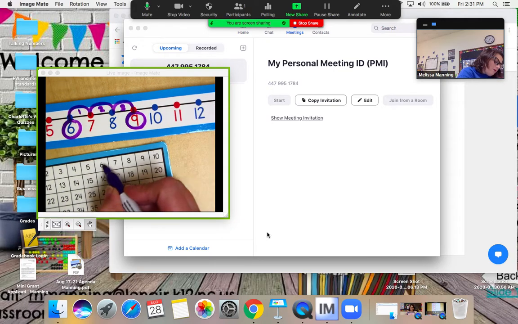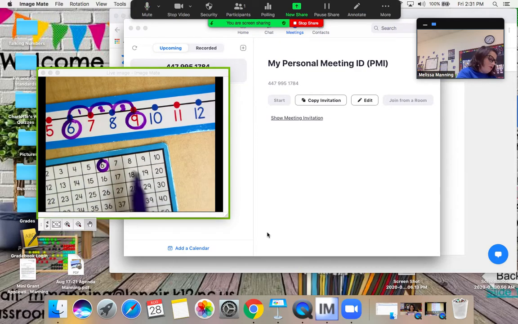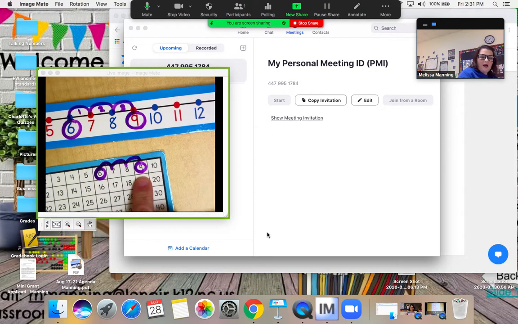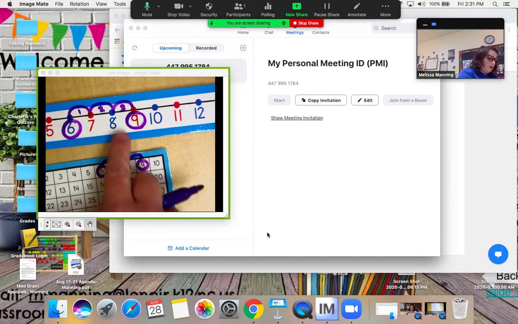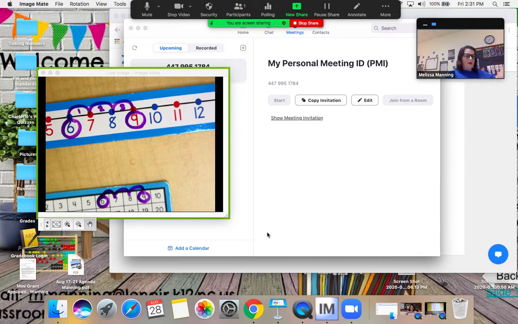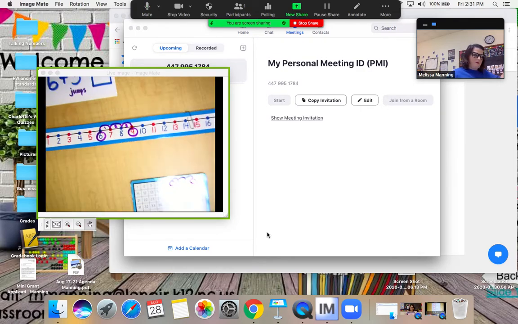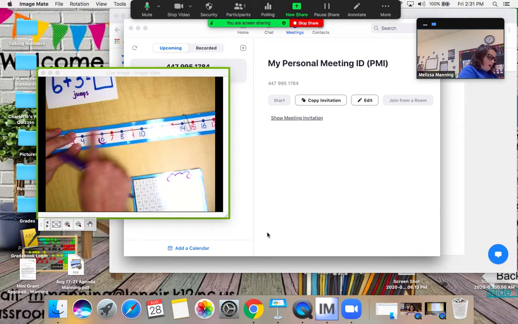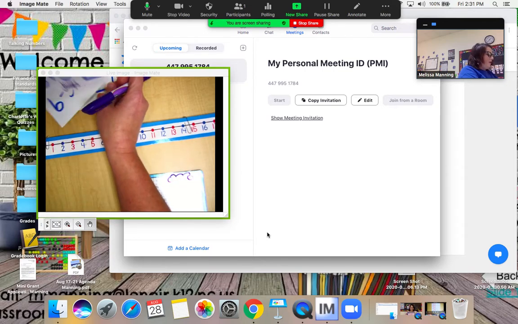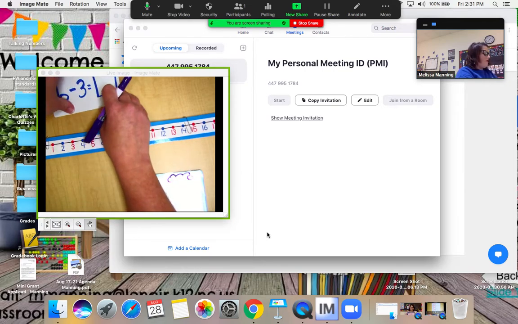Starting at 6, and then I'm changing it by adding 3. 1 jump, 2 jumps, 3 jumps, ended up at the 9. Very similar to the number line on the 100 board. Okay, now I'm going to erase this work. And my next equation that we're going to solve is very similar.